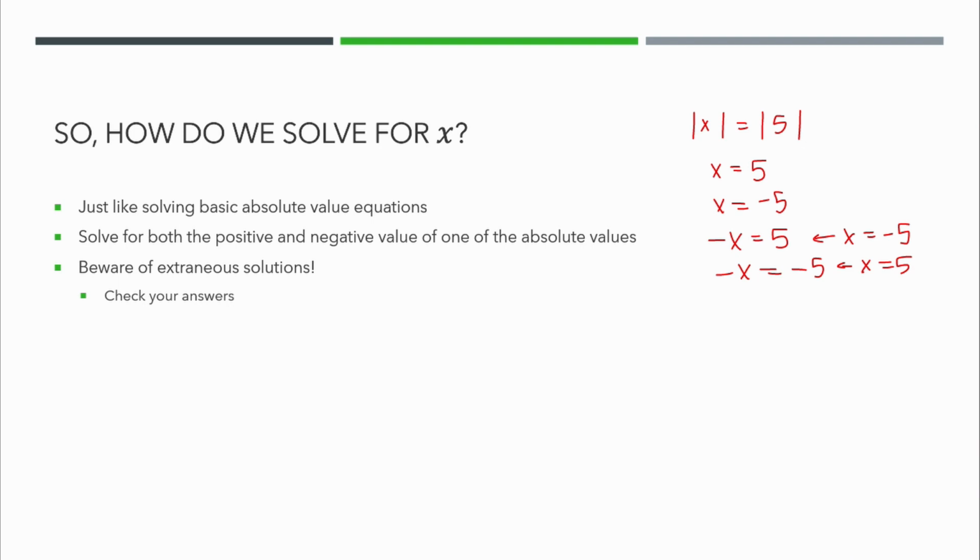Another thing to remember is that absolute value is always positive. So if you end up with an absolute value equal to a negative number, just know that there is no solution to that because absolute value cannot be negative since it is a distance.